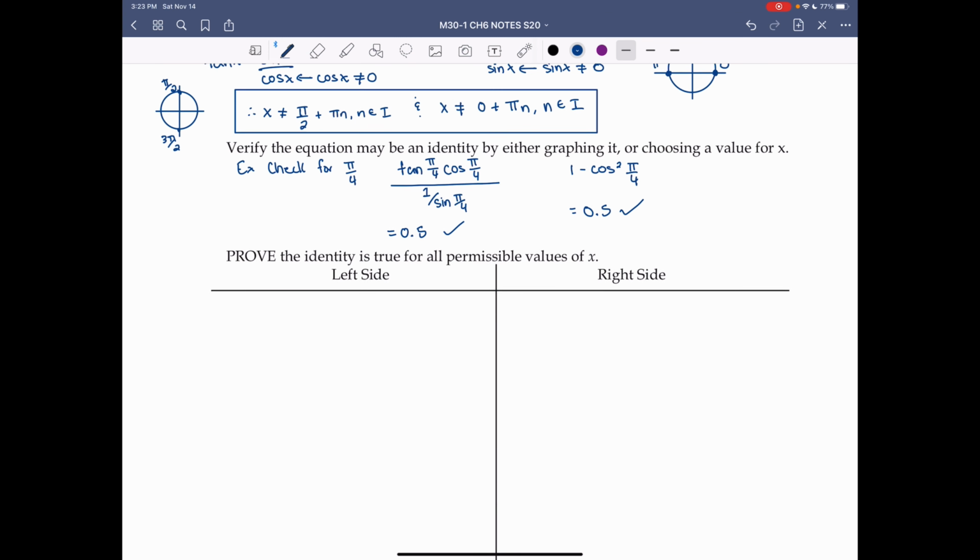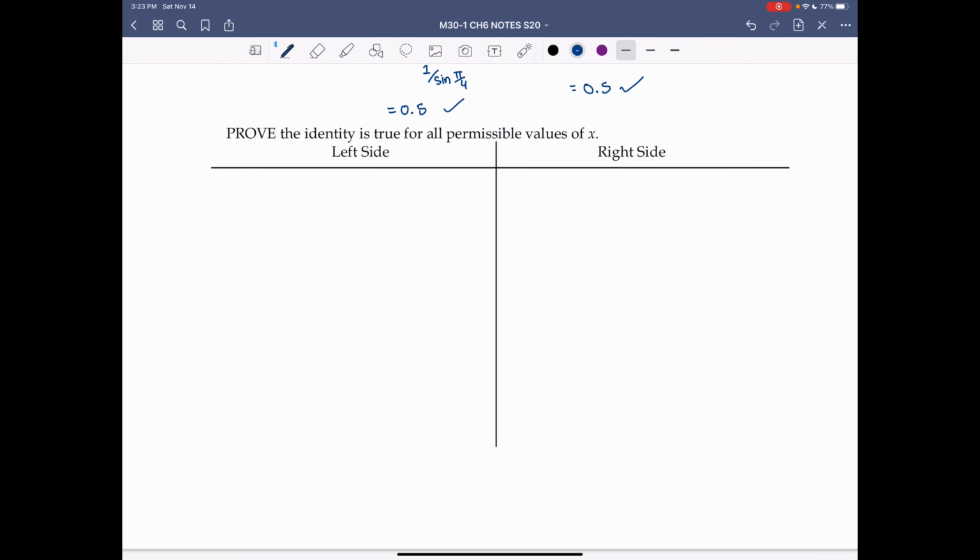Now prove the identity is true for all permissible values of x. The left side is tan x cos x over cosecant x. The right side is 1 minus cos squared x. The left side looks more complicated. Let's simplify that and see what we get to.